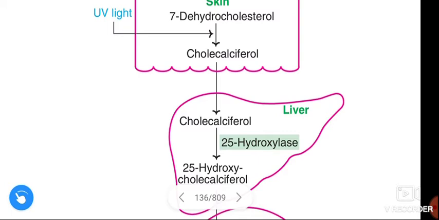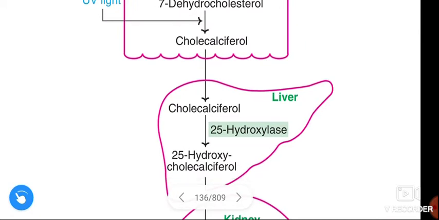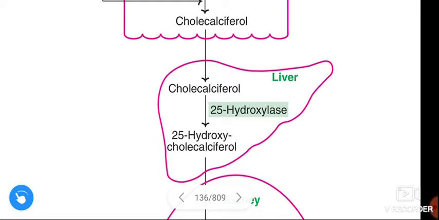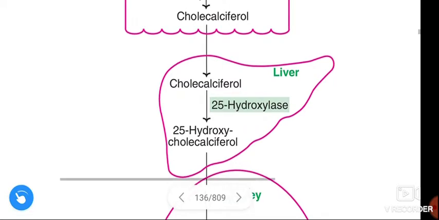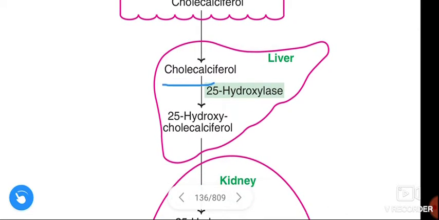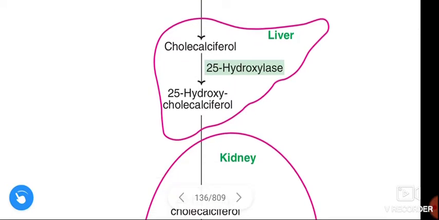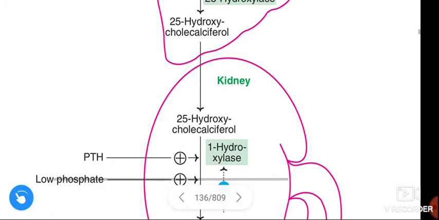Cholecalciferol moves to liver. In liver, 25-hydroxylase is present, and this cholecalciferol is converted to 25-hydroxycholecalciferol and enters into the kidney.